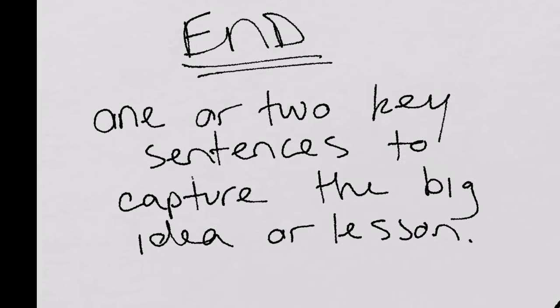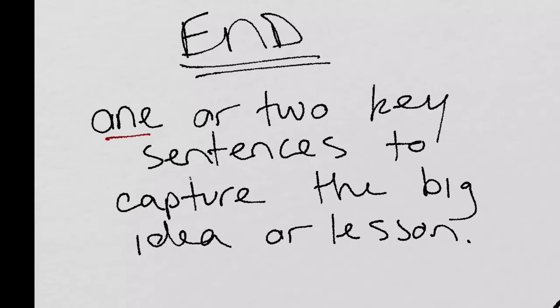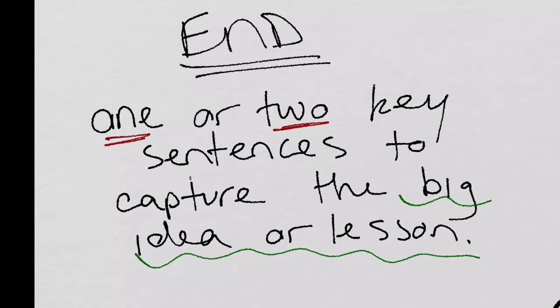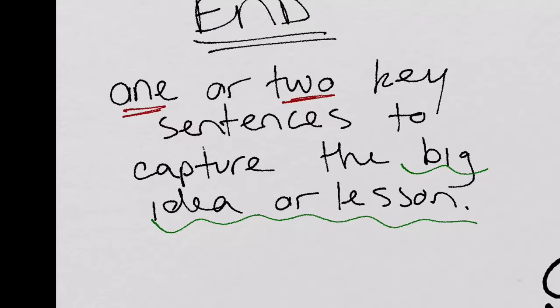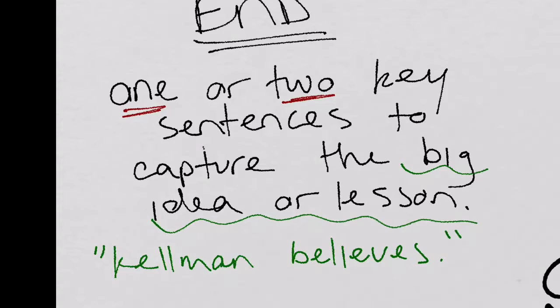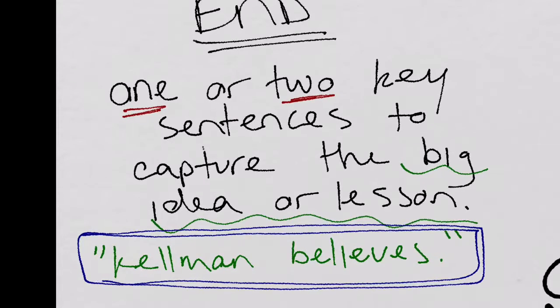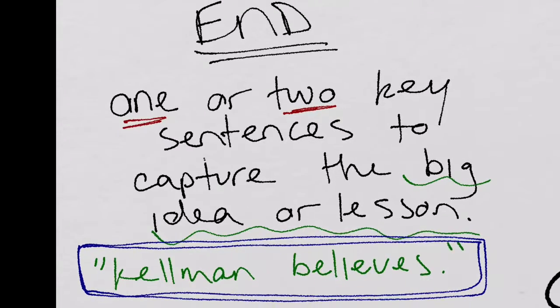Basically, what I want you to focus on at the end is finding one or two key sentences to capture the big idea or lesson of your story. The one I really like in the Doyle article is where it says, Kelman believes. I love that. Just one sentence, 2 words. Kelman believes. By having that one short sentence, I zero in on that as the reader. That's what I really zoom in on, as that's important. He believes, and so it makes me feel hopeful. It tells me something about him as a character and as a person, which is really important to the story.